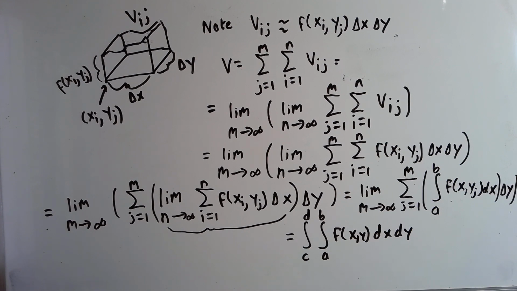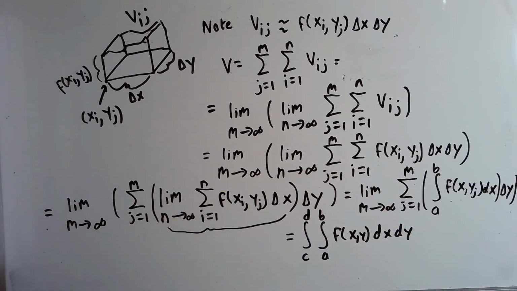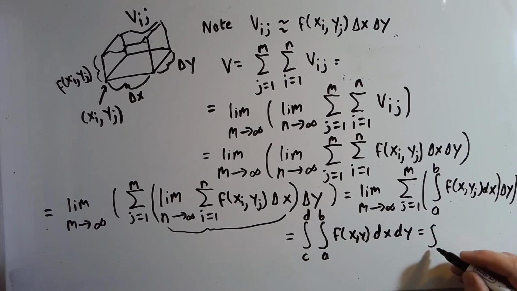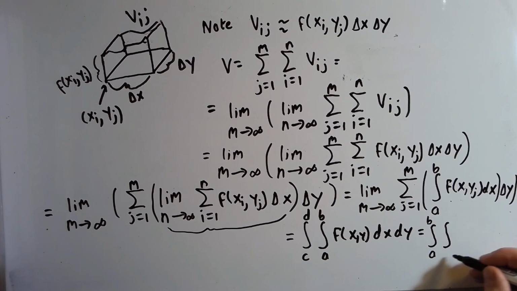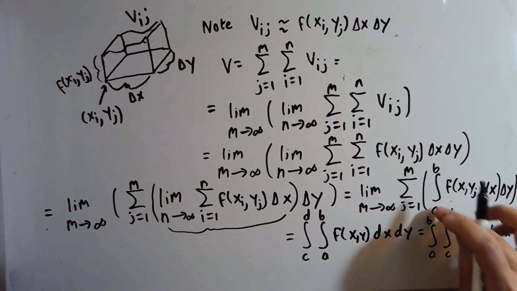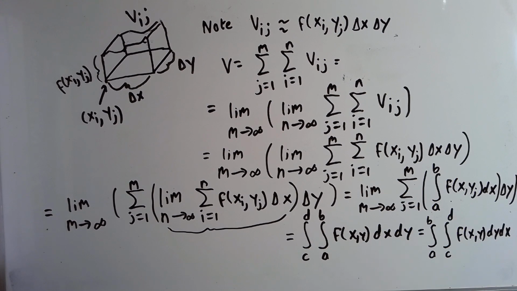In a similar way, we could switch around these two limits here and these two sums. If you did all that, you could then show that I could switch around the integrals to be a to b, c to d, f(x, y) dy dx. Okay, so I can switch the order of integration around. This is just when you have a rectangular region.